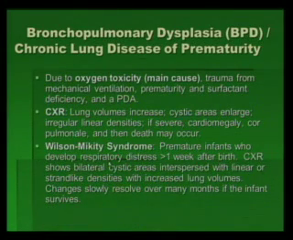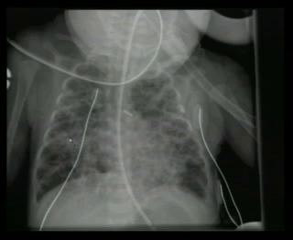There's a thing called Wilson-Mikity syndrome. These are premature infants who develop respiratory distress after a week after birth. The chest X-ray shows bilateral cystic areas that look just like BPD, but it was too early. It wasn't a month like BPD is. So this was after about a week. And these changes can slowly resolve over months if the infant survives. It's called Wilson-Mikity syndrome. Here is an example.